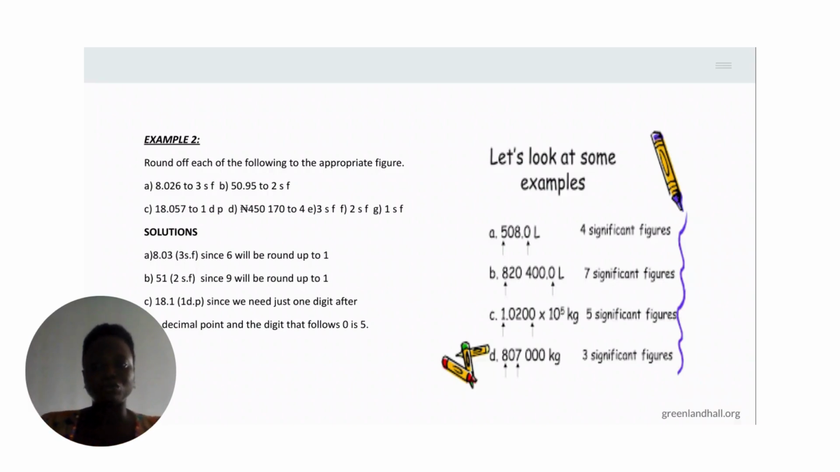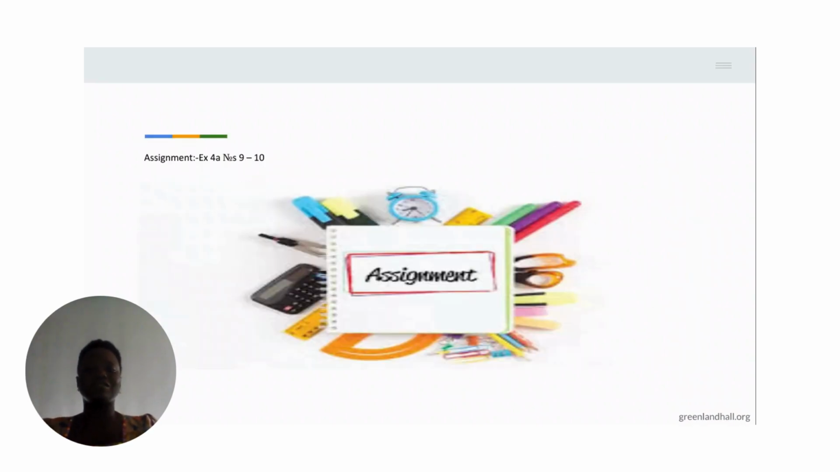Then example 2, which is 50.95 to two significant figures. That means we just need two values. We don't need more than 2. That means the next value after the decimal point is what? 9. And 9 will be rounded up to 1. We add it to the 0, then we have what? 51. So that's that. Thank you.